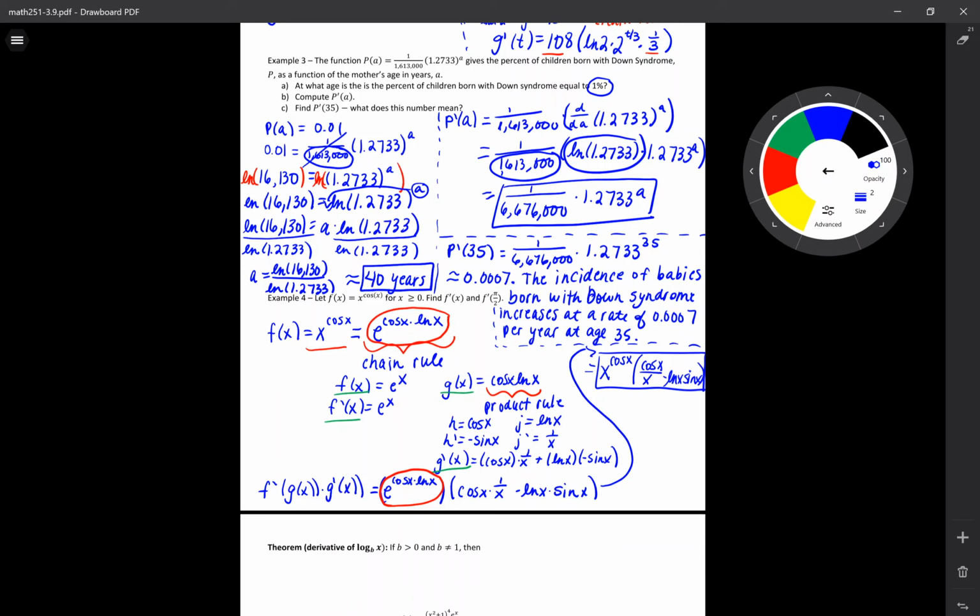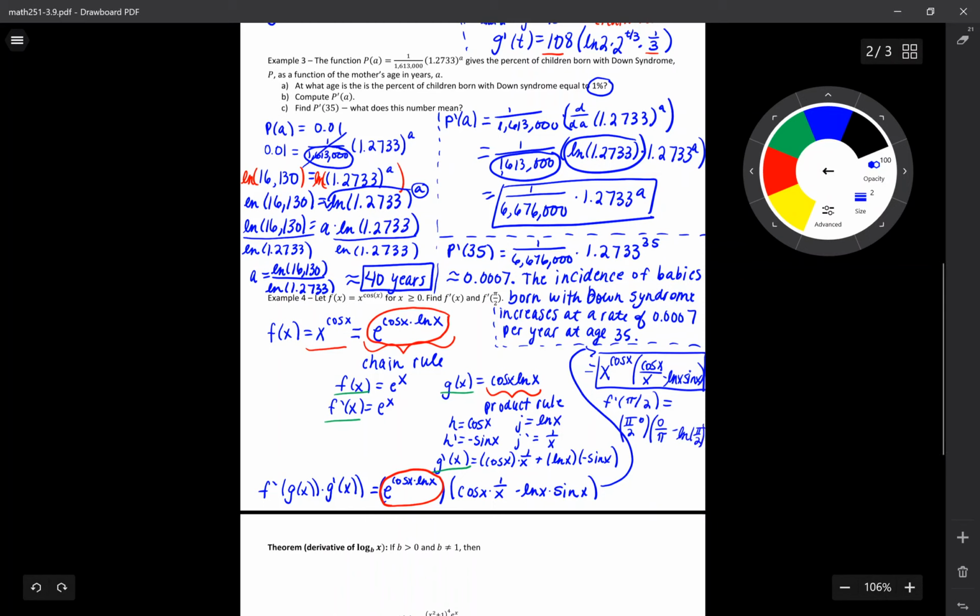If I wanted to find f prime of pi over 2, I would plug in pi over 2 here. So f prime of pi over 2 is equal to pi over 2 to the power of, well, what is the cosine of pi over 2? It's equal to 0, times cosine of pi over 2 is still just 0, so I get 0 over pi over 2 minus natural log of pi over 2.